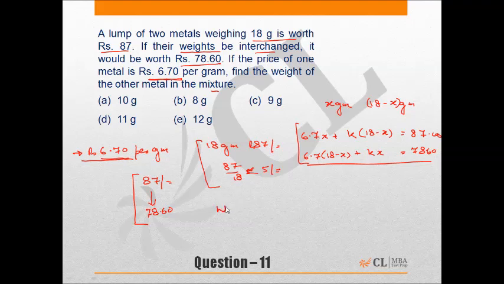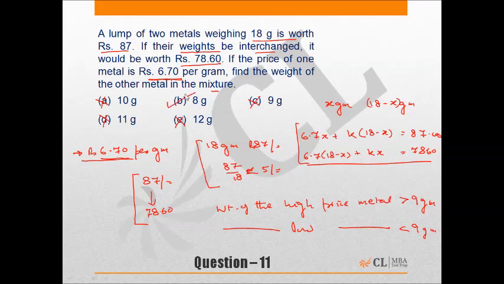The weight of the high price item or high price metal was more than the other one, which means it was more than 9 grams. Because if the total is 18 grams, originally the weight of the high price item has to be more than 9 grams, or the weight of the low price item has to be less than 9 grams. So any choice which is more than 9 grams, or equal to 9 grams, is incorrect. A, D, E, C are incorrect. The correct answer is 8 grams. I hope this is clear.